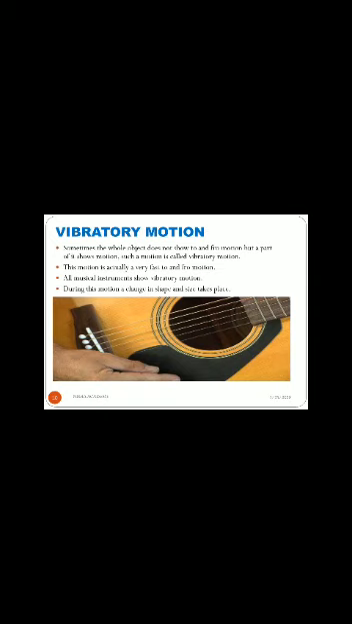Another motion is a vibratory motion. Sometimes the whole body of the object does not show to and fro motion, but a part of it shows the motion, and such motion is called the vibratory motion. This motion is actually a very fast to and fro motion.